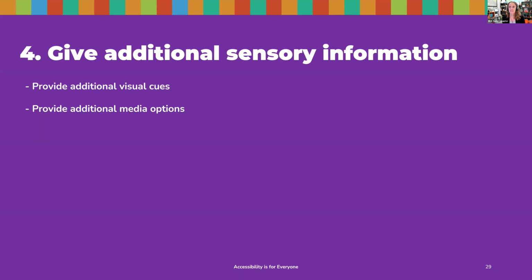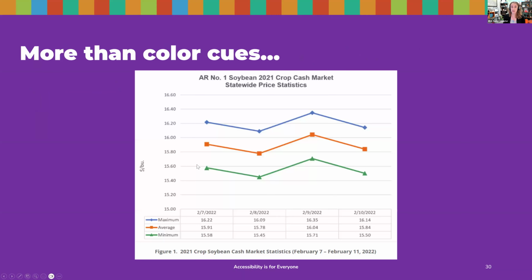Okay. I think number 4 is our last group of things that you can do practically in order to implement accessibility. And it's all about making sure that you're providing additional sensory information. So instead of just providing it for people who can see, also provide it for the other senses. So this might include providing additional visual cues, or it might be providing more media options for the people who are experiencing your digital product. So here's a good example with using tables and charts.